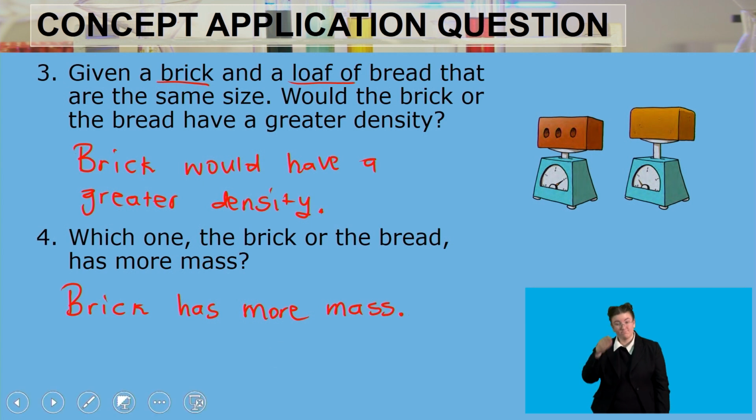We need to remember the relationship between density and mass: when the density increases, the mass also increases. So if a substance has a greater density, it will also have a greater mass. But for the relationship between density and volume, when the density increases, the volume is going to decrease.